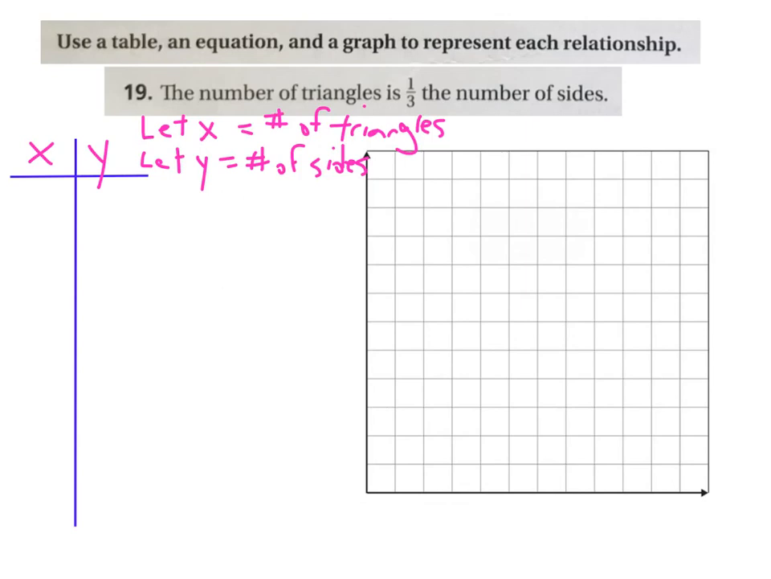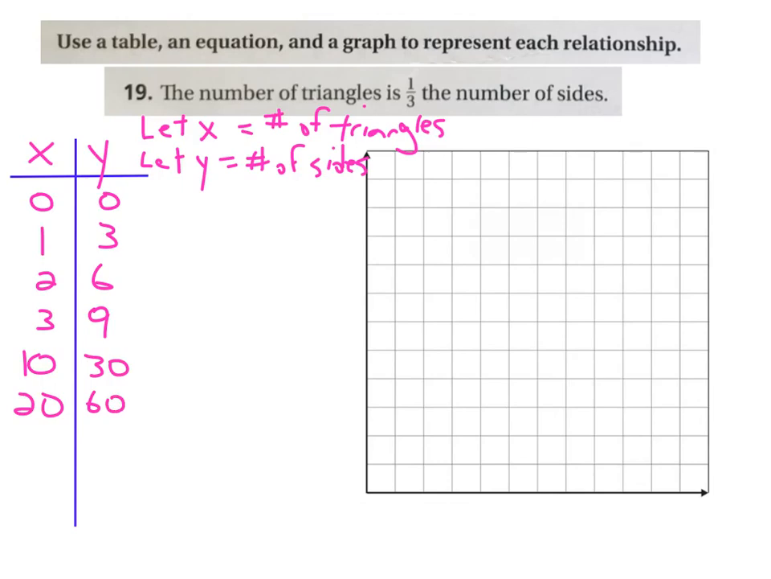So then let's pick some values and plug them in. Let's say if we had 0 triangles, then how many sides would we have? Well, we'd have 0 sides. We need a triangle to have sides, right? If we had 1 triangle, we'd have 3 sides. 2 triangles, 6 sides. 3 triangles, 9 sides, etc. And you don't have to go by ones. You could say 10 triangles, 30 sides, however you want to do it. 20 triangles, 60 sides, and so on.